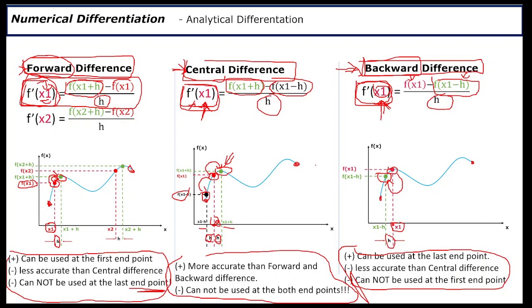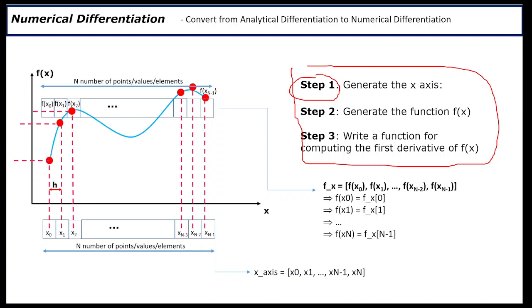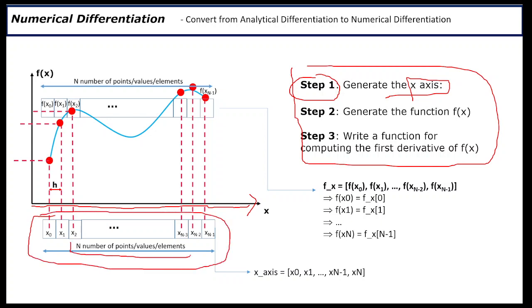Okay, let's move forward. How do we move from analytical differentiation, as humans usually do, to the computer? How can we compute them numerically? This is how we're going to compute them numerically. There are 3 steps. The first step is that we need to generate our x-axis. How can we generate it? We just have to create an array with n points, or values, or elements, whatever, they are synonyms in this context.